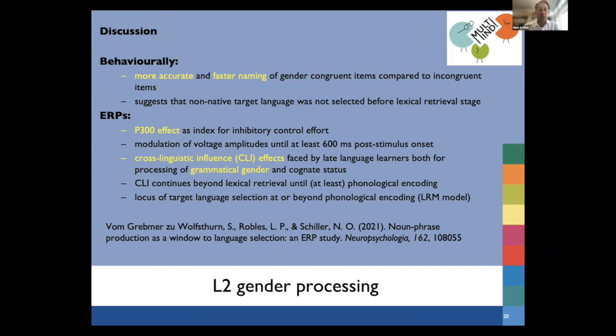However, the ERP results actually show that there is a cross-linguistic influence that lasts even longer. The influence continues until after the lexical retrieval stage, at least until the phonological encoding stage, because otherwise we would not have found any effects of the cognates. In fact, there is a cognate facilitation effect in this experiment, and this can only be due to the phonological processing of the target and the non-target taking place. So the locus of the target language selection has to be at or beyond the phonological encoding in terms of the Levelt-Roelofs-Meyer model.